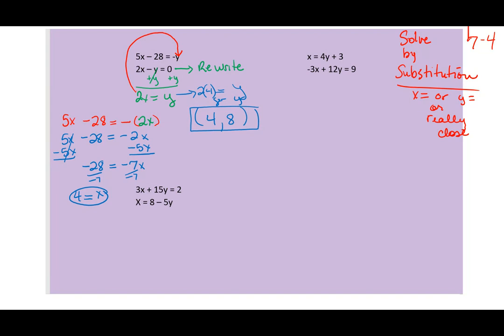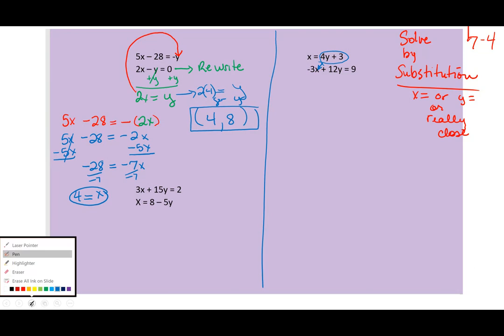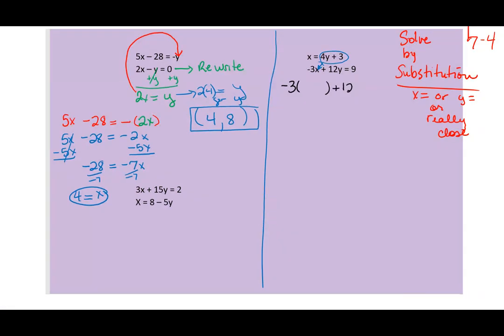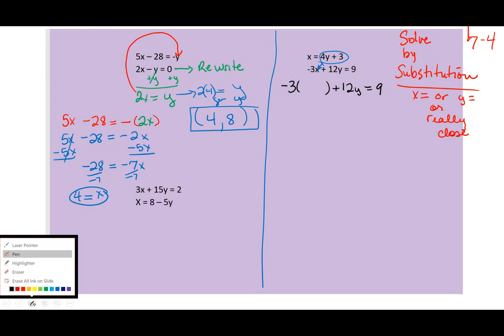All right. The next problem, I didn't do a very good job of giving myself room for these. The next problem, we have the x equals already, so we don't have to do anything fancy like we did in that first one. But I am going to put it in the second equation. My second equation says negative 3 times something plus 12y equals 9, and that something is x.